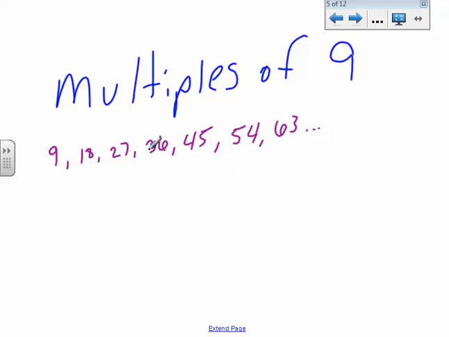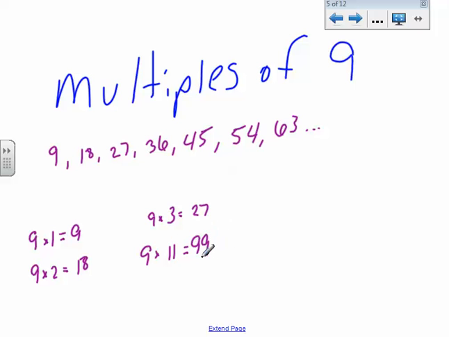But look at these things that I'm calling my multiples. These look like the answers to multiplication problems when we did our multiplication tables for 9s, because 9 times 1 is 9. 9 times 2 is 18. 9 times 3 is 27. So you could also think of multiples as the product of a multiplication. So if I did 9 times 11, 99, that means 99 is a multiple of 9. If I kept counting by 9, those are our multiples.